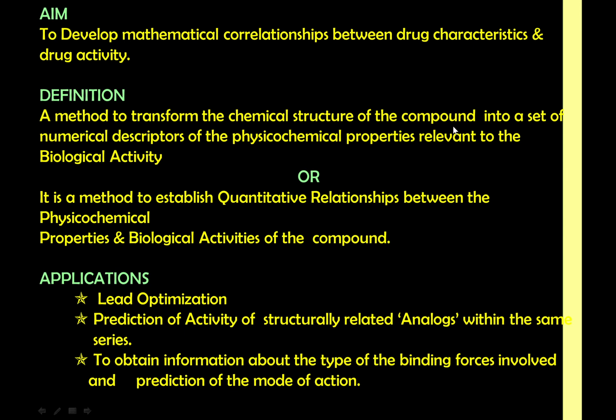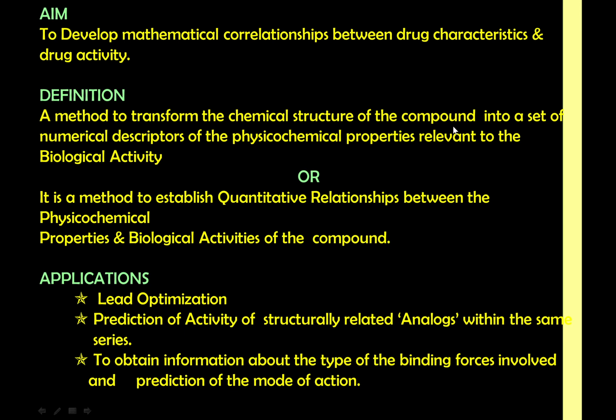Like for example, photocopy is a real word, but we call it Xerox because it's a very leading brand, something like that. The basic aim of QSAR is to develop a mathematical correlation between drug characteristics and drug activity. You can define it as a method to establish a quantitative relationship between physicochemical properties and biological activities of compounds. In SAR we are correlating the chemical structure of the compound with the biological activity. Here we are going one step further.